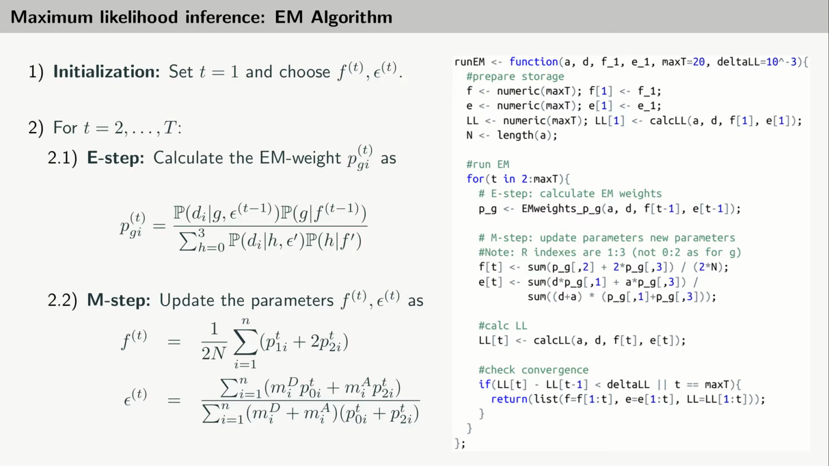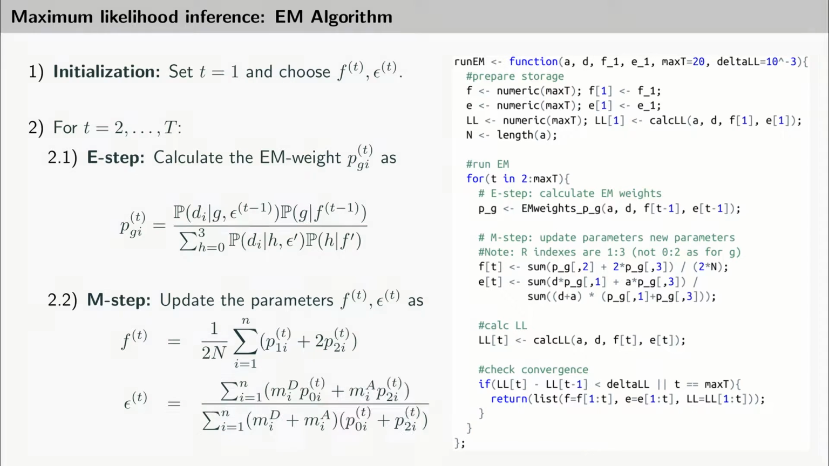With this function at hand, we can now implement the actual EM algorithm. We begin by preparing the storage so we can monitor how f and ε are changing through the iterations, as well as how the log likelihood, denoted here by ll, is improving through the iterations. We also have to initialize the parameters. We provide to this function f1 and e1, some first guesses of f and ε, and we store them at the first entry in the corresponding vectors. We then also calculate the log likelihood at this first iteration, t equal to 1. We then are going to iteratively improve our estimates of f and ε.